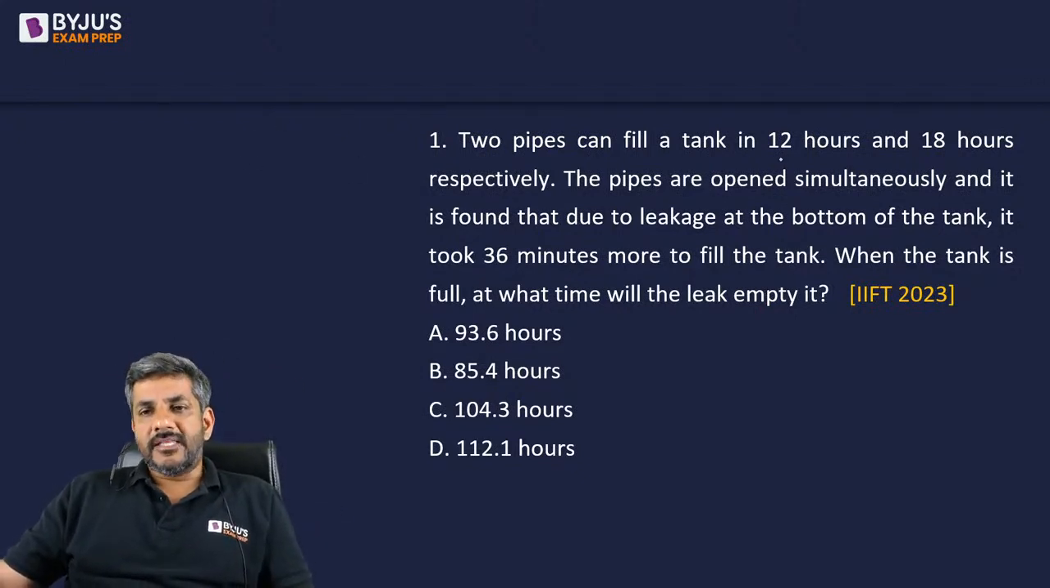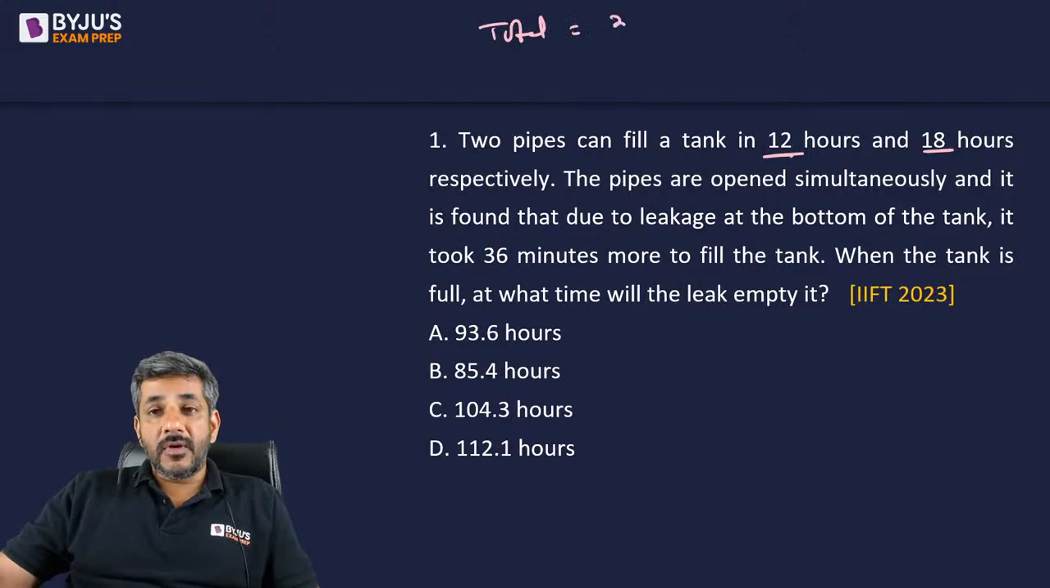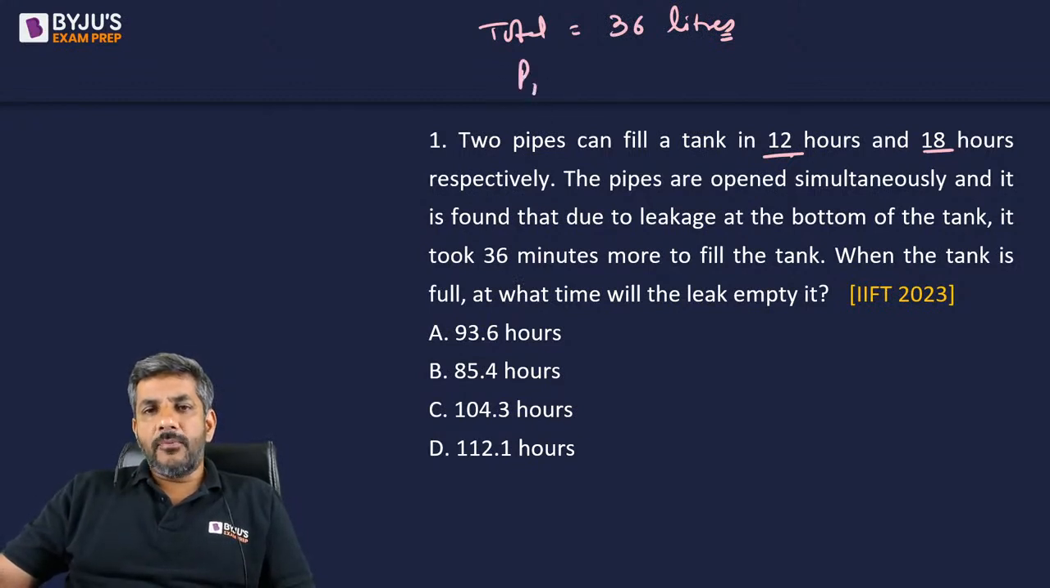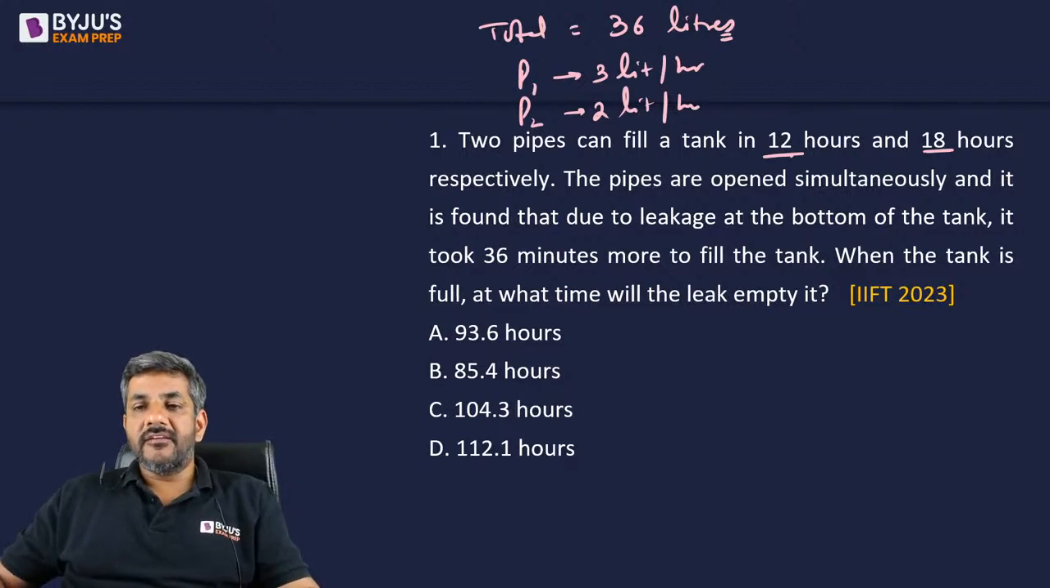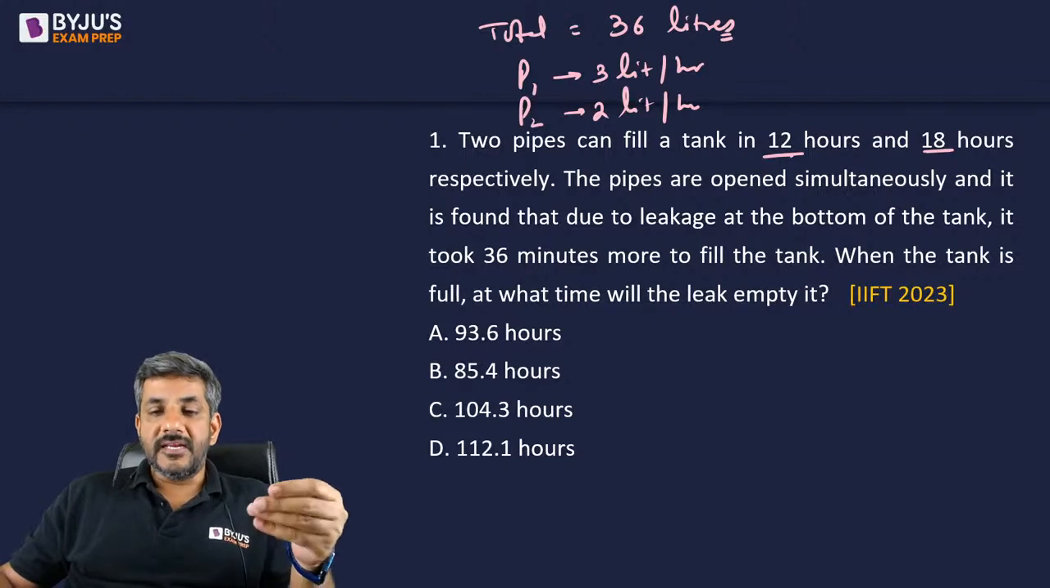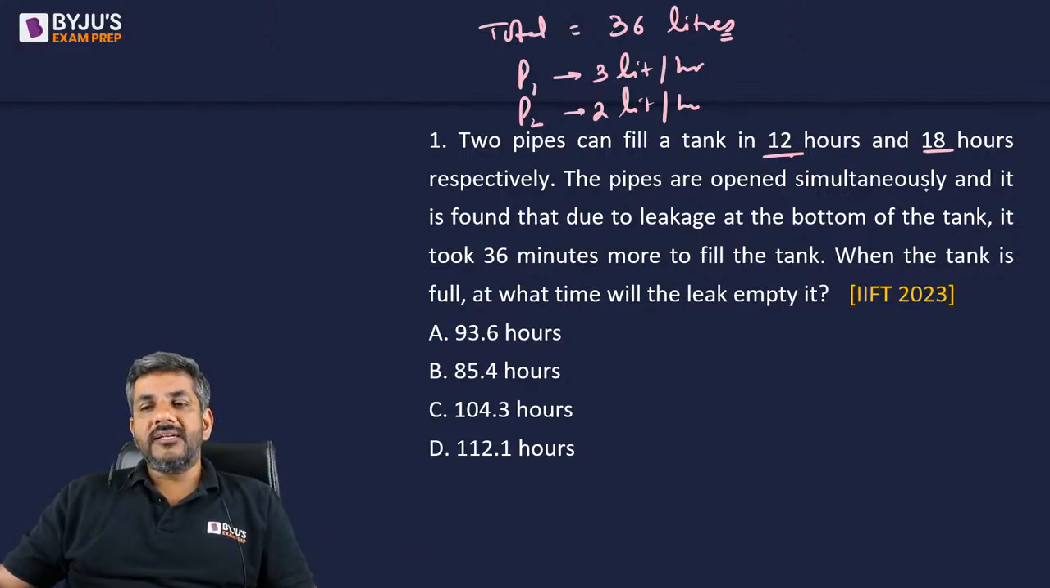First thing, a pipe can fill it in 12 hours, another pipe can fill it in 18 hours. So we assume the total capacity to be the LCM of 12 and 18, that is 36 liters. So pipe 1 can fill 3 liters per hour, whereas pipe 2 can fill 2 liters per hour. A pipe which can fill it in 12 hours would be filling 3 liters every hour. A pipe which can fill it in 18 hours would be filling 2 liters every hour. He says that the pipes are opened simultaneously.